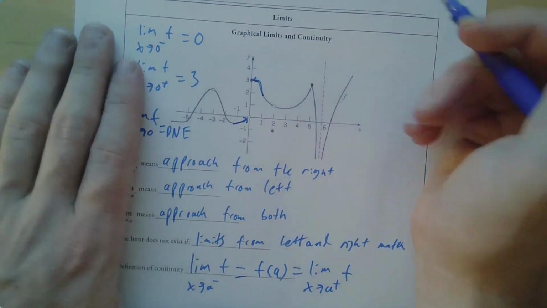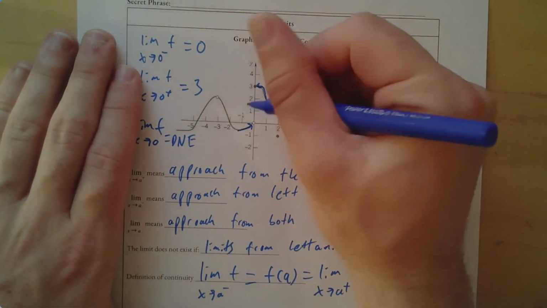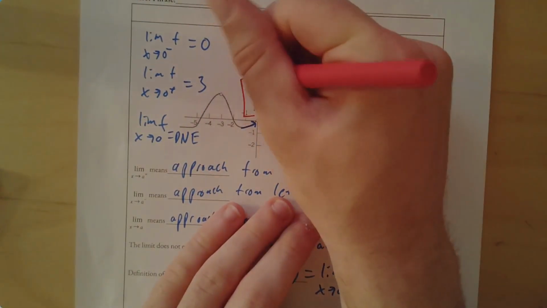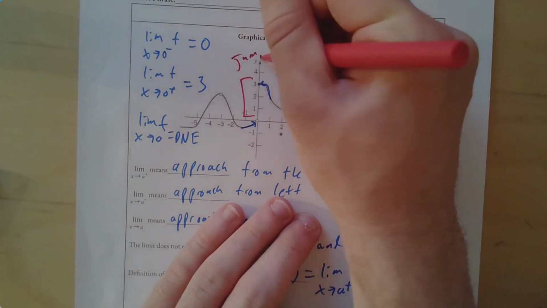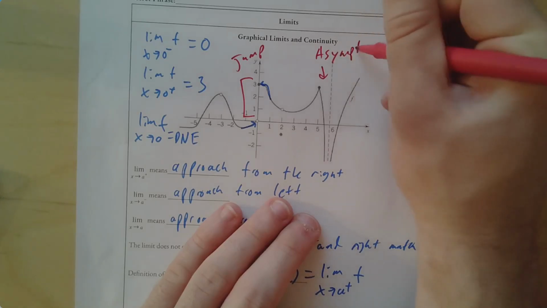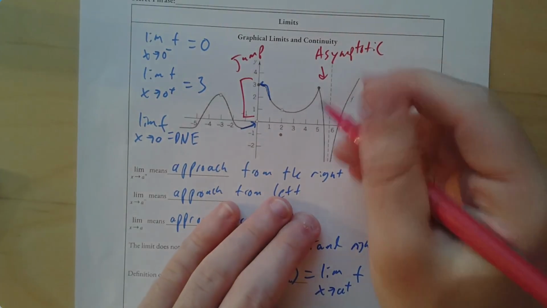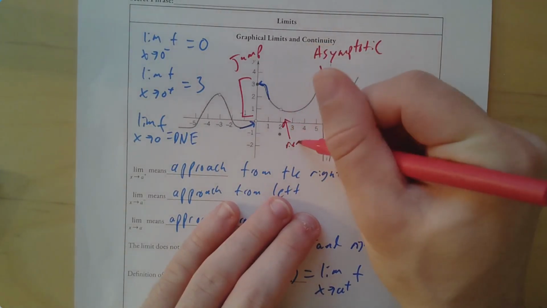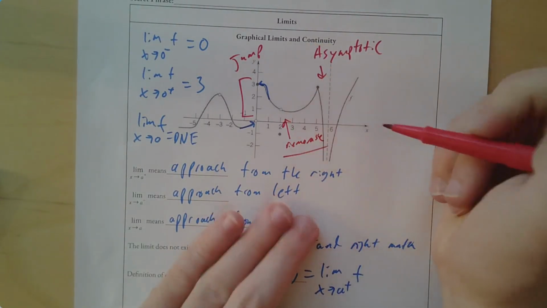One thing I do want to cover here is the different kinds of discontinuities. This right here is a jump discontinuity. This is an asymptotic discontinuity, I believe. And then this one is a removable discontinuity. Okay, got it? All right, moving on.